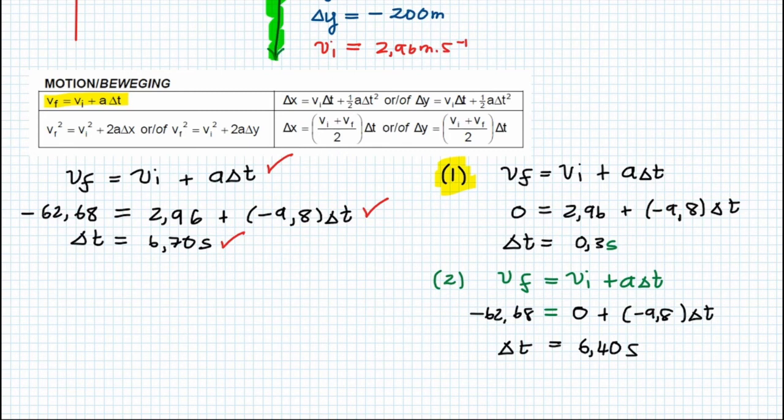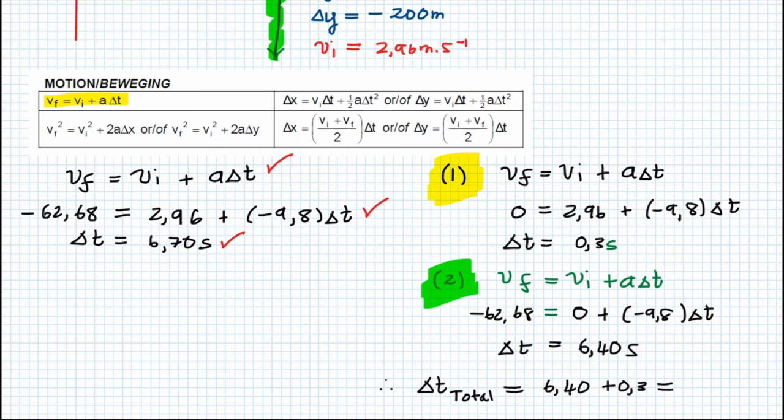Now we know that the stone is going to first travel upwards, and then it's going to travel downwards. And the time it takes for each of these motions, if we add them together, is going to give us the total time. So we say, therefore, the total time is going to equal 6.40 plus 0.3 seconds. When we add this together, we get 6.70 seconds. And this answer is exactly the same as the answer that we obtained on the left.